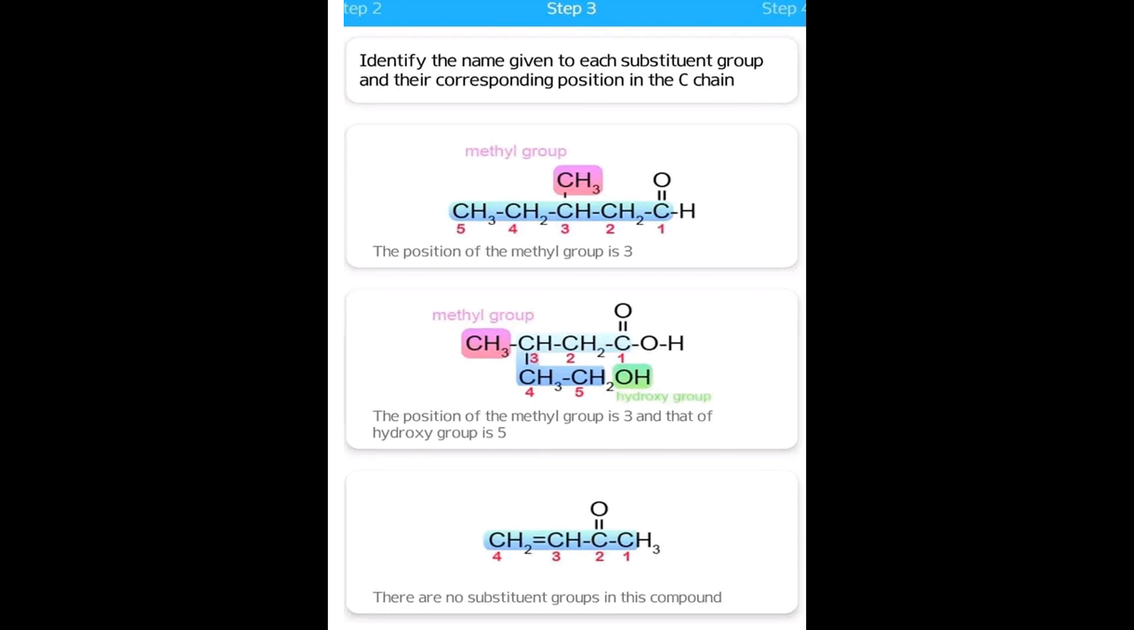Next, you identify the substituents present and their positions too. Substituents are basically groups which are not part of the main chain. So you identify all of them, then you identify their positions too. So here, the substituent is a methyl group, and it is found on the third carbon. Here we have two substituents: a methyl group and a hydroxy group. The methyl is on the third carbon, and the hydroxy is on the fifth carbon. Here there is no substituent, so you can just name it straightforwardly.